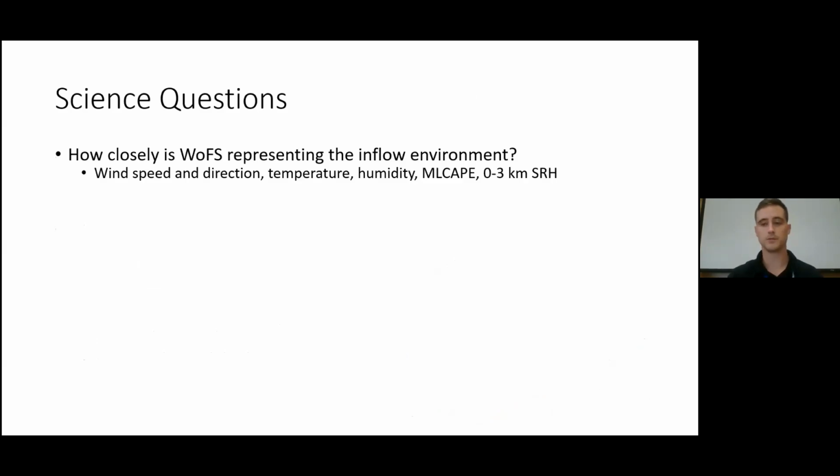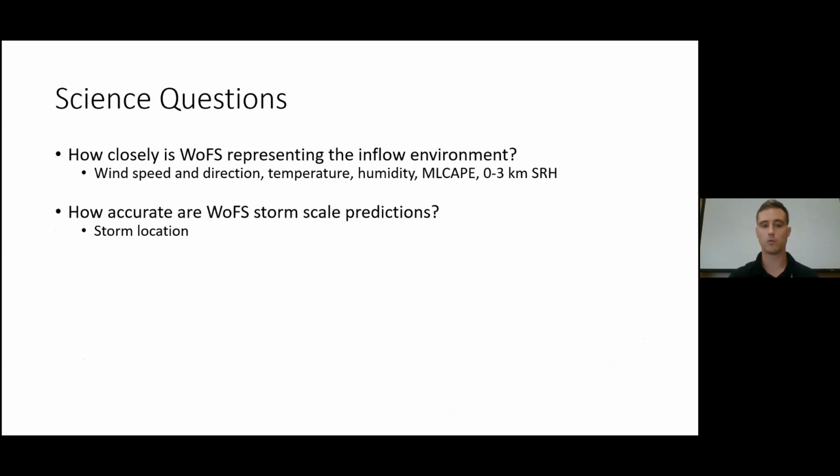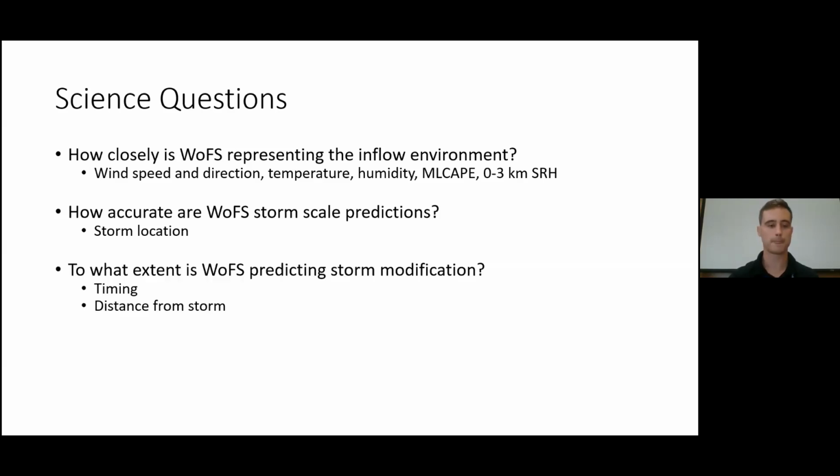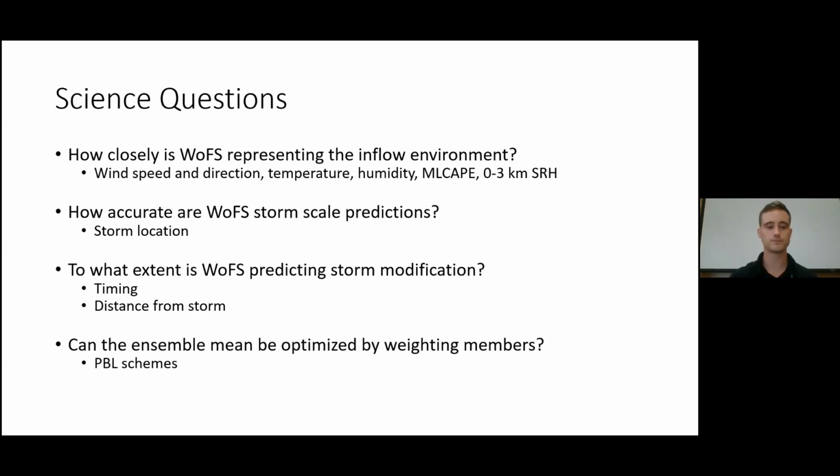The science questions that I'm going to look to address in this talk are how closely is WoFS representing the inflow environment, and we're going to do this through looking at wind speed and direction, temperature and humidity, also mixed layer CAPE, and 0 to 3 kilometer SRH. How accurate are WoFS storm scale predictions, and the main focus here in my study is storm location. How accurate is it actually resolving the storms in the right spot? And to what extent is WoFS predicting the storm modification that I just referenced on the previous slide? This has to do with timing and also distance from the storm. And can the ensemble mean be optimized by weighting the members? Right now, those 18 members are averaged evenly, and if some tend to be performing better than others, then perhaps there's some value in weighting those in the future.